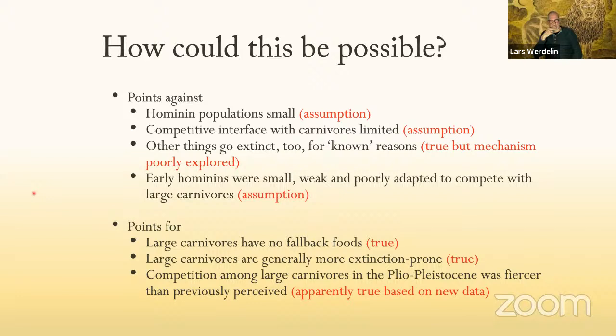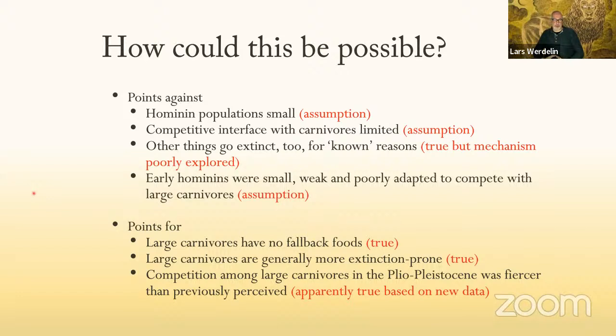Now, a point for such a hypothesis being possible is that large carnivores have no fallback foods. And that is basically true. They require meat to survive. Whereas hominins, of course, had fallback foods. They don't need meat. If meat was scarce, if there was a drought, and the ungulate populations shrank, hominins would do fine, but the large carnivores would starve. And that is basically what we see.